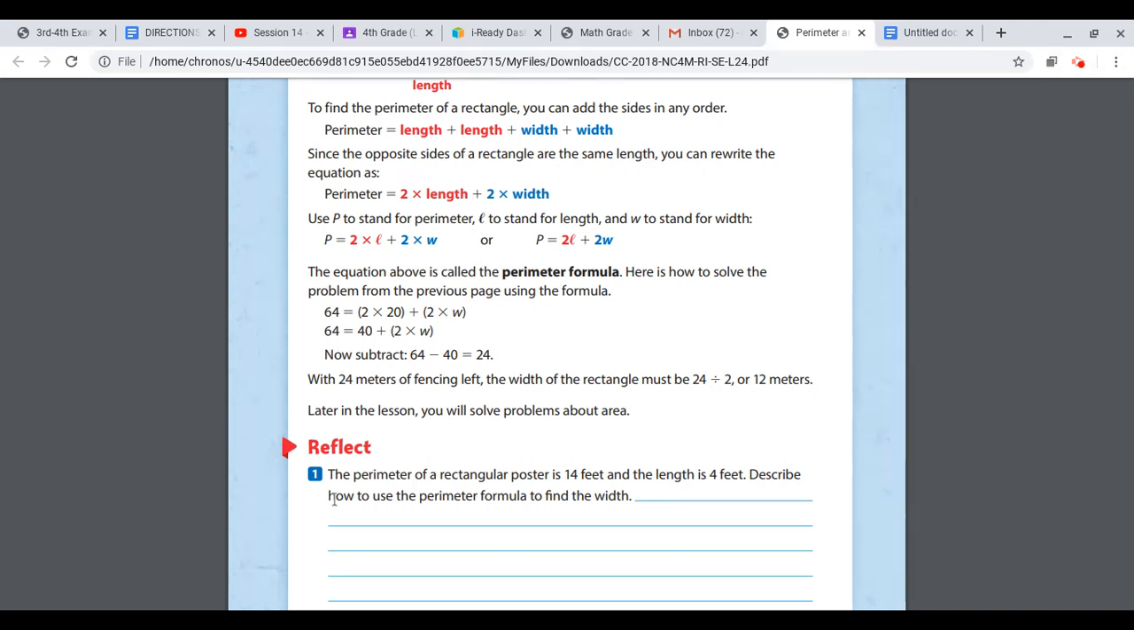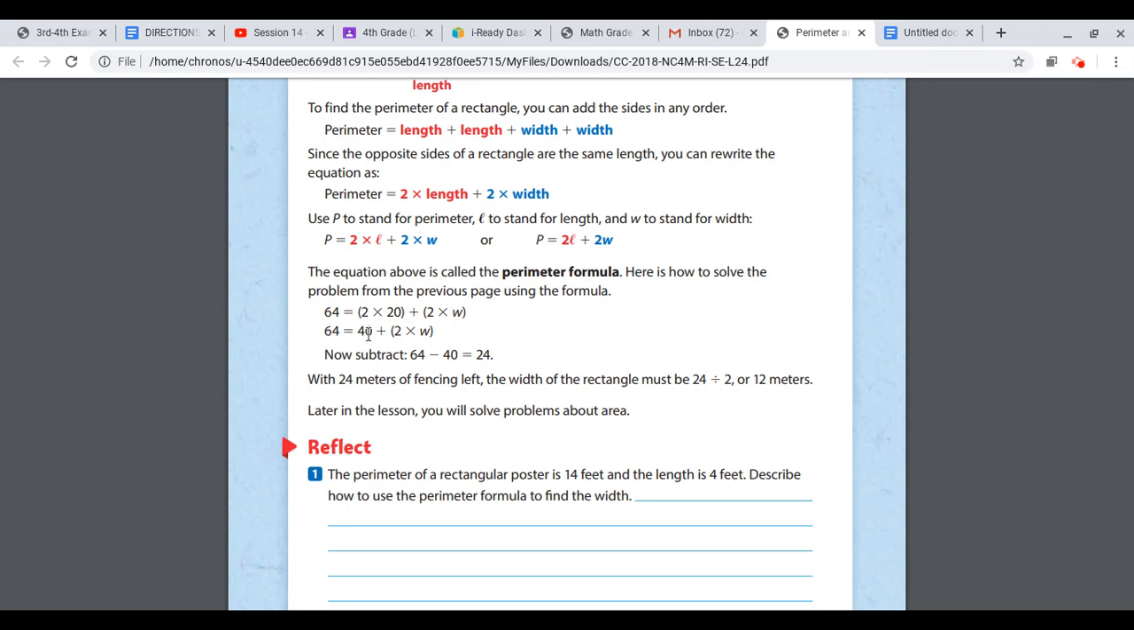The equation above is called the perimeter formula. Here's how to solve the problem from the previous page using the formula. So 64 is the total. You're multiplying 2 times 20 for both of the lengths, plus 2 times W, the width. We don't know that. That's why it's a W there, not a number. Okay, we didn't know that to begin with.